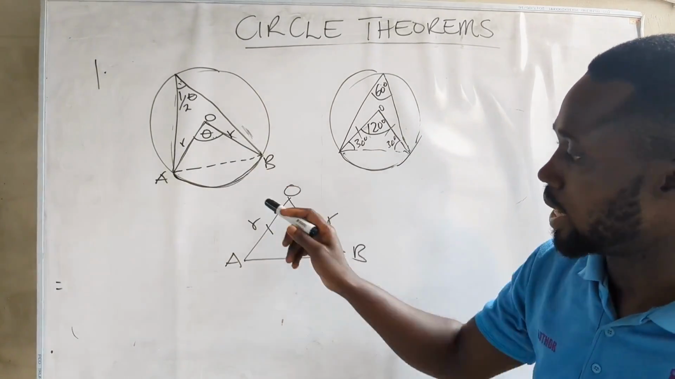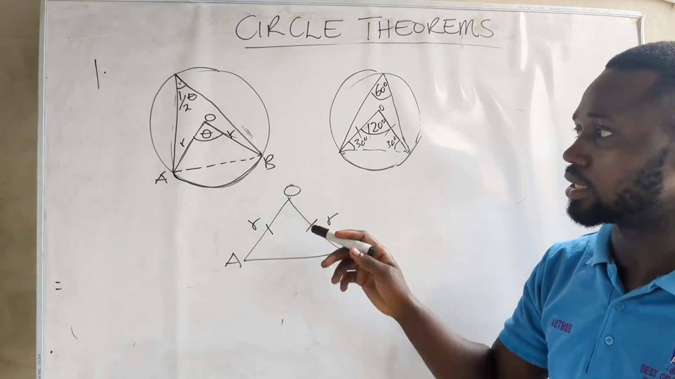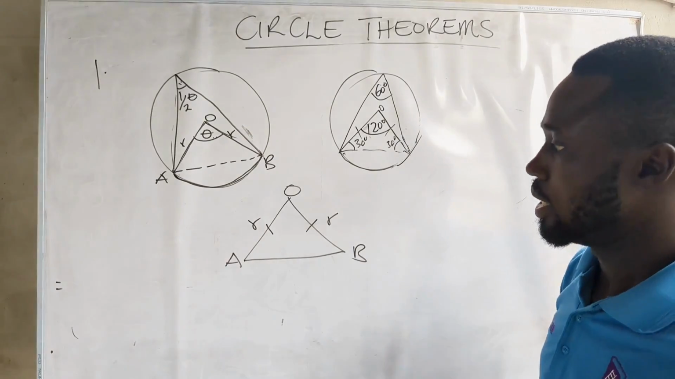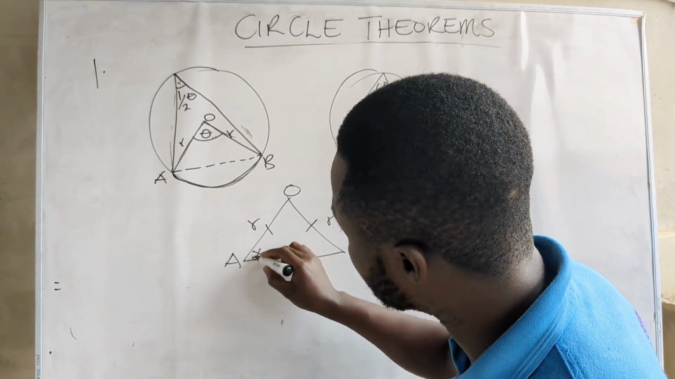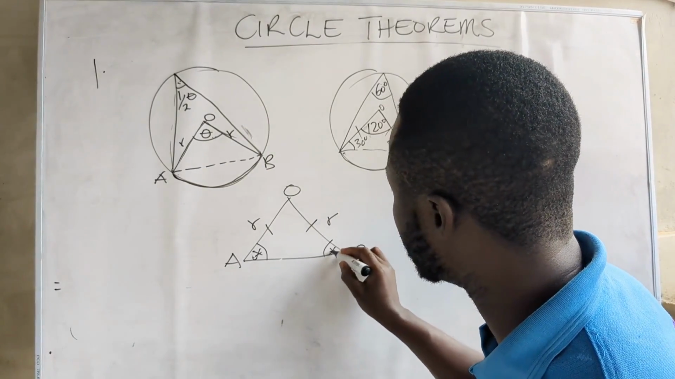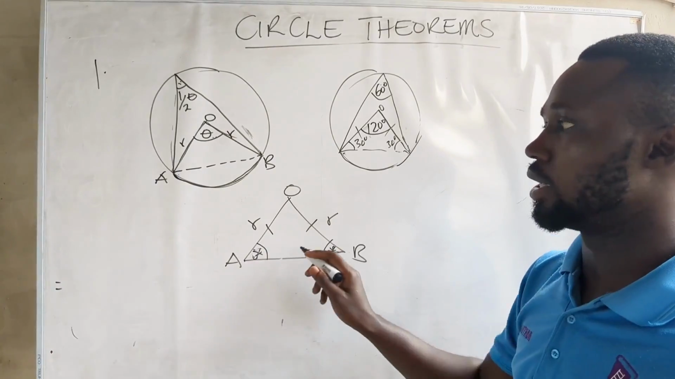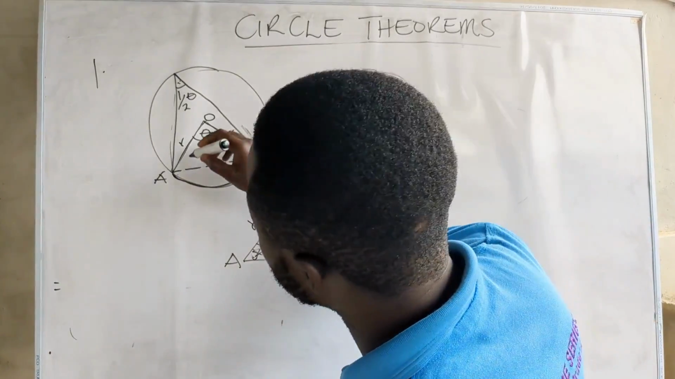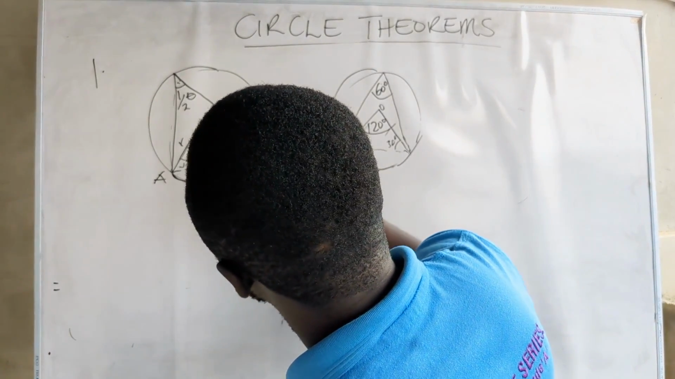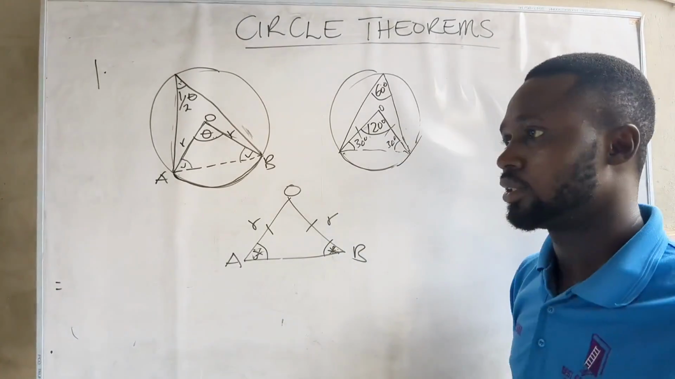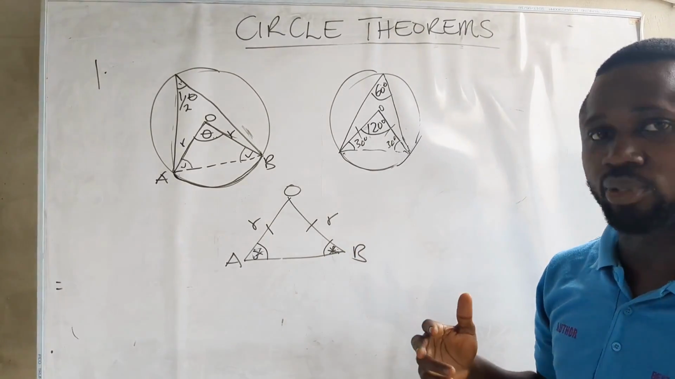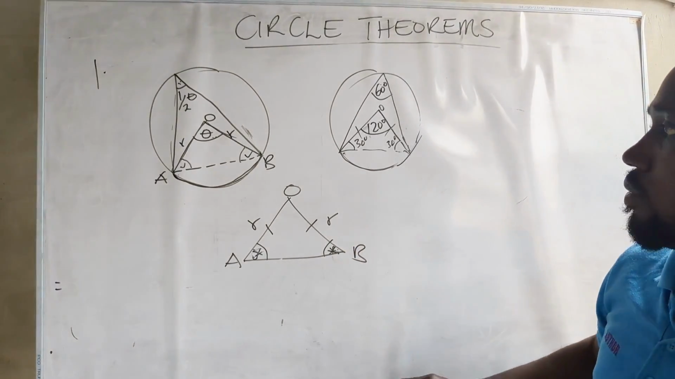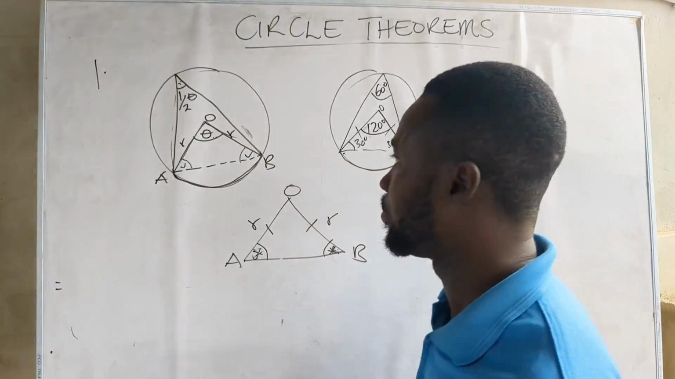So when it happens like that, take note that the triangle becomes isosceles, and the base angles become the same. So these two angles become the same. This particular angle here becomes the same as this angle. That is one of the things you have to take note of, and it is very, very important. Alright, so we are done with the one. Let's go to the two.